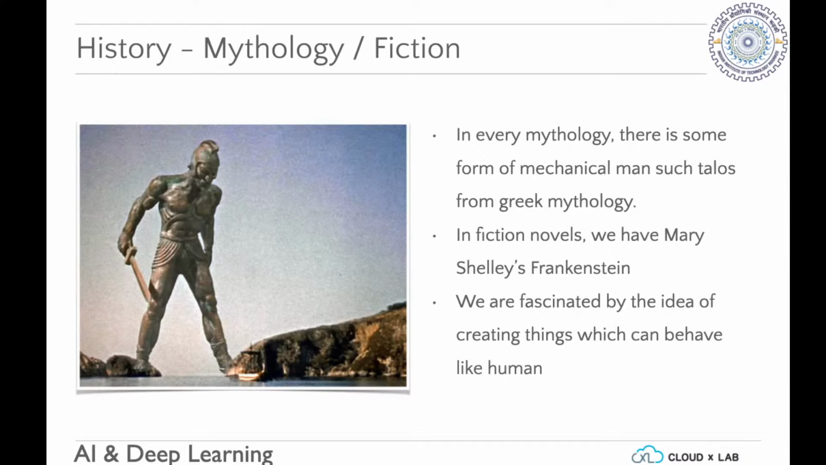So in mythology and in fiction, we've always been thinking about creating mechanical or intelligent creatures. Very famous is Talos in Greek mythology. Another very famous one is Frankenstein, which Mary Shelley wrote, where a person is created from dead bodies put together. We've been fascinated by the idea of creating things that can behave like humans. Even today, a lot of science fiction and movies still work on that same idea. The Terminator series, for example, is a great example.